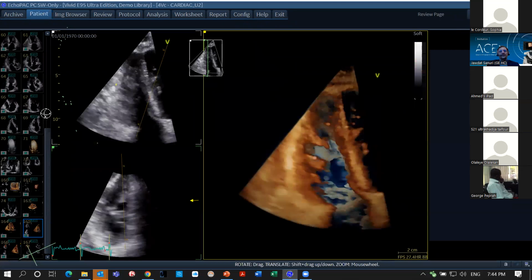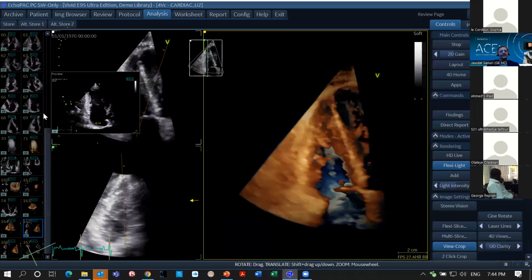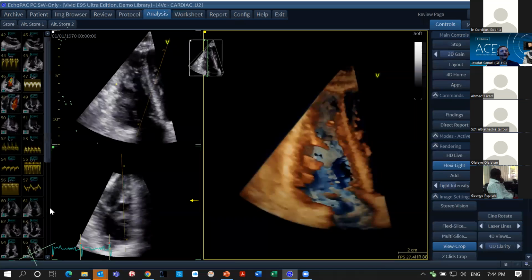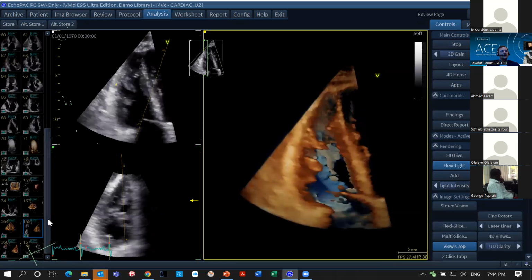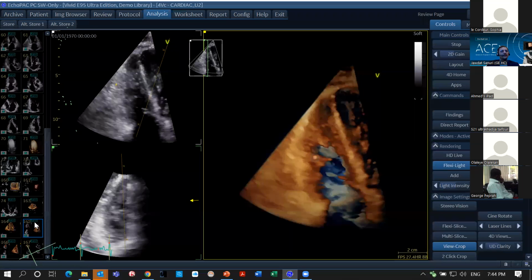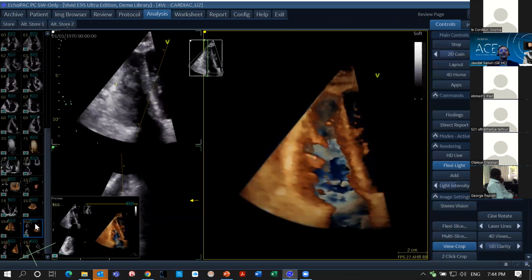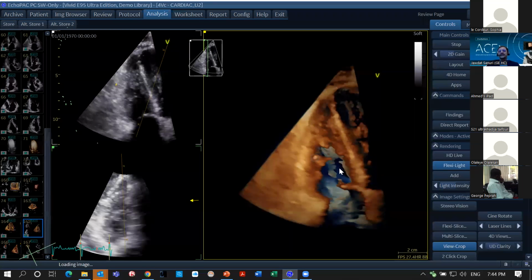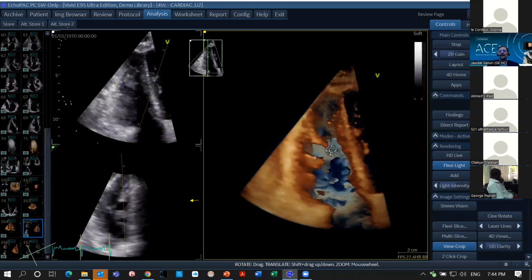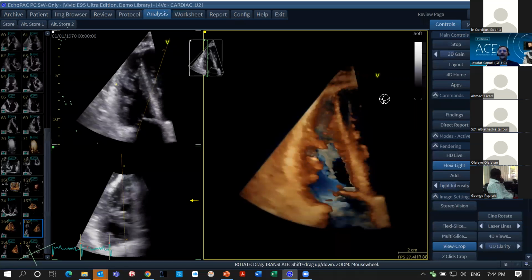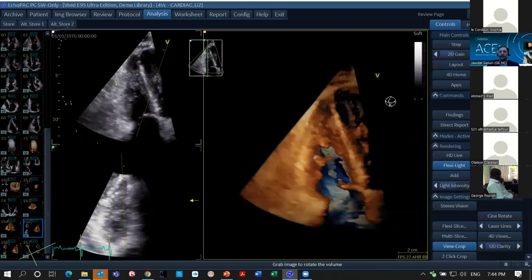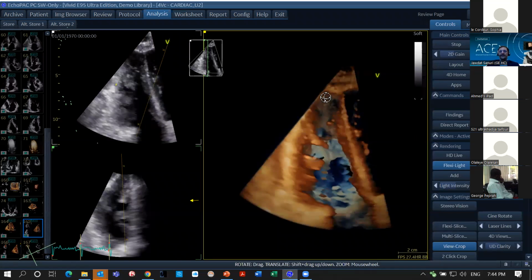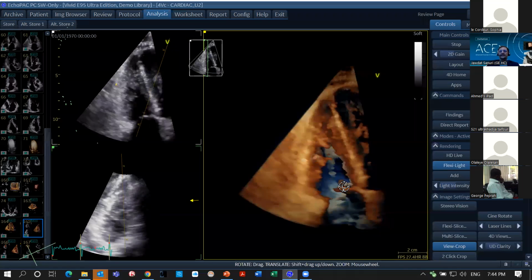I'll show you both. I'll show you the general acquisition, and I'll show you a targeted acquisition. This is a full acquisition. Here, this is a targeted acquisition for the RV. You can see the LV free wall is simply not there. The lateral wall of the LV, in other words, is simply out of the image. However, the full apex of the RV, the full right ventricle, is in.